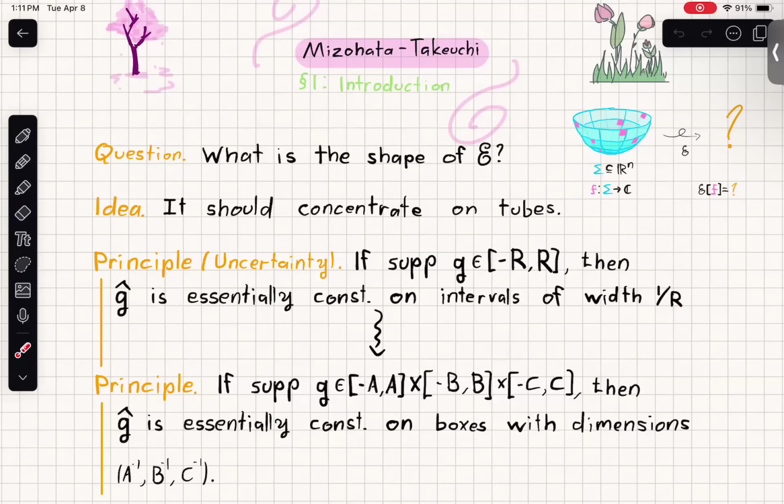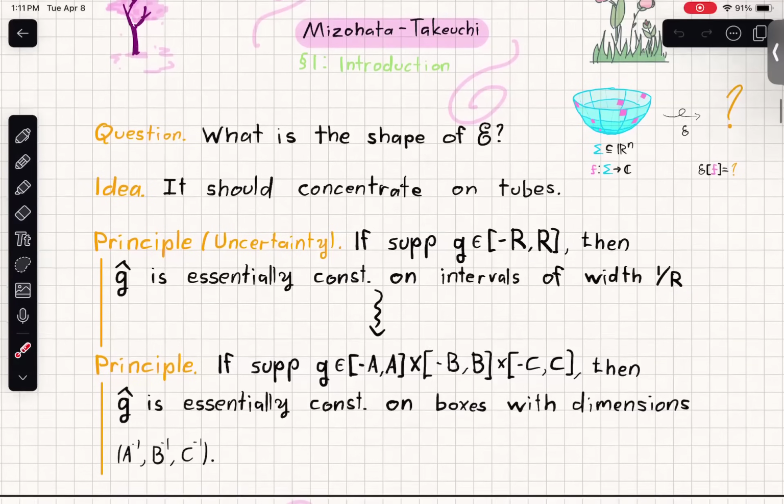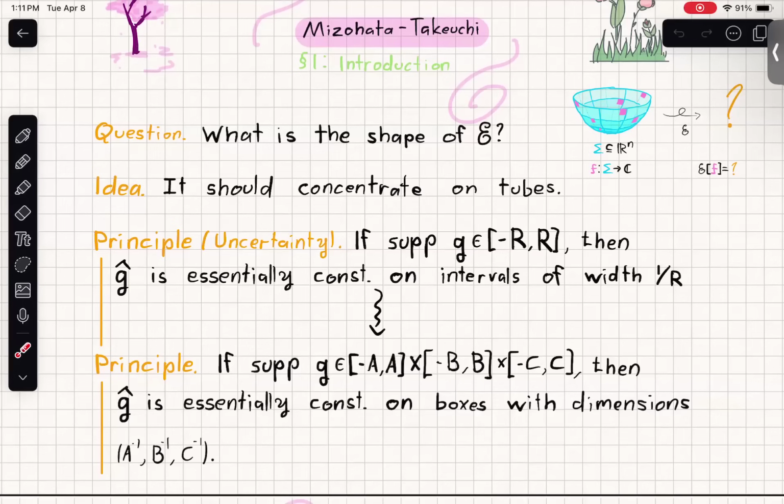This result generalizes to higher dimensions. If it's going to be concentrated on A, then B, and then C, then the Fourier transform is going to be locally constant, or essentially constant, on boxes with these dimensions: 1 over A, 1 over B, and 1 over C.